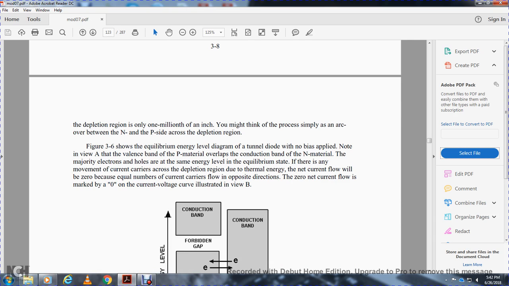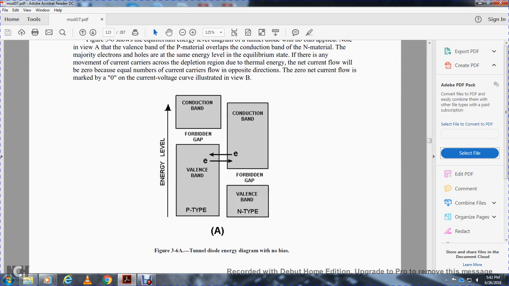The majority of the electrons hold the same energy level in the equilibrium state. There is movement of current carriers across the depletion region due to thermal energy. The net current is zero because an equal number of current carriers flow in opposite directions. Zero net current flows, marked on the zero current-voltage curve illustrated in view B.